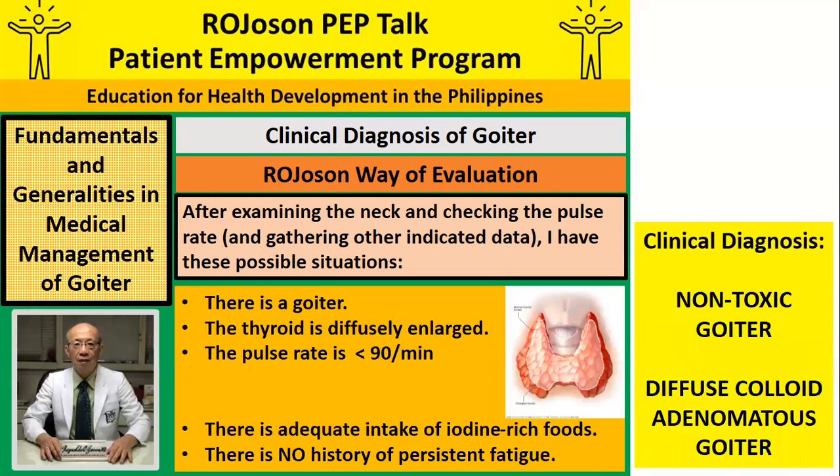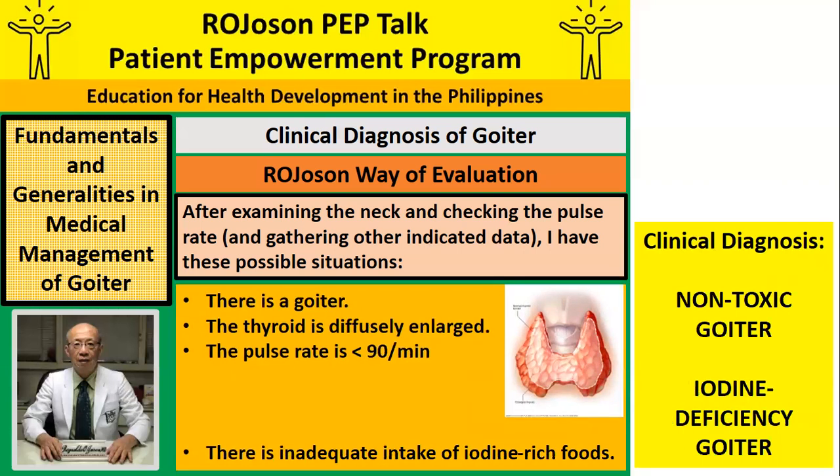Goiter, diffusely enlarged, pulse rate less than 90 per minute. There is adequate intake of iodine-rich foods. There's no history of persistent fatigue. Clinical diagnosis is non-toxic goiter, and more specific, diffuse colloid adenomatous goiter.